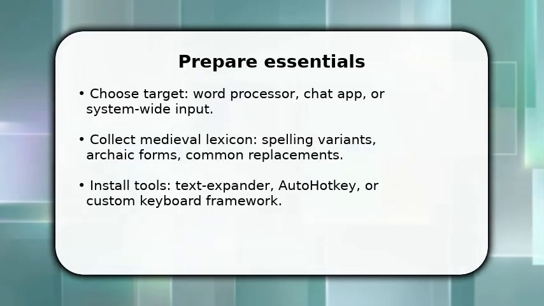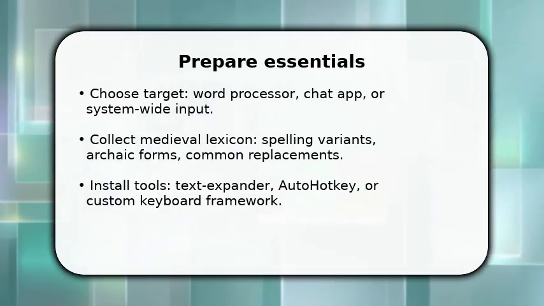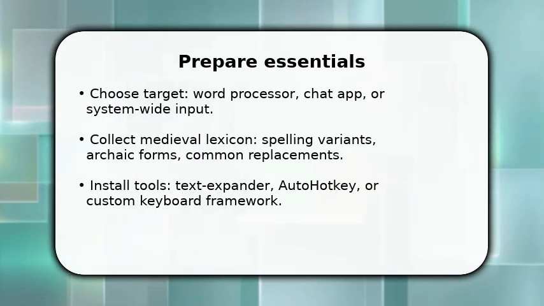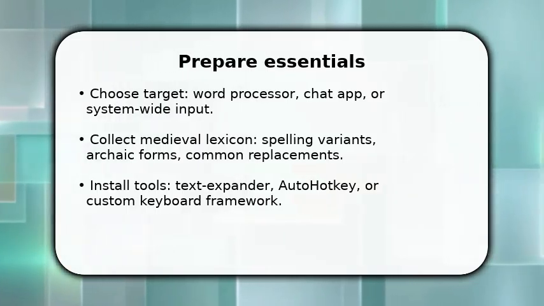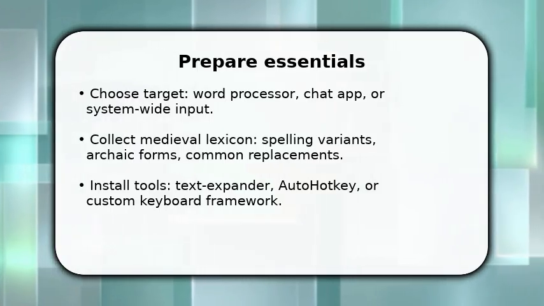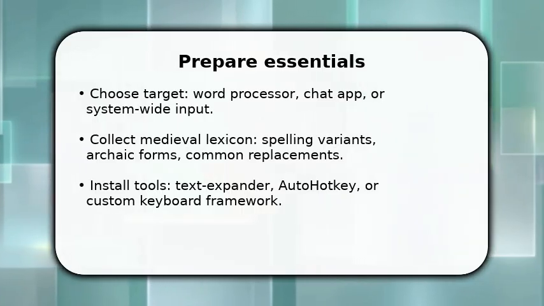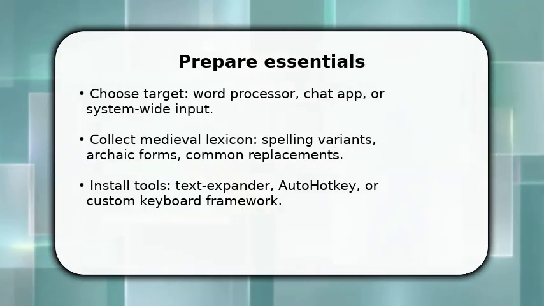You start by defining exactly where the medieval autocorrect will run and why. Once decided, gather a concise lexicon of archaic spellings and replacement rules so you can automate transforms. Install a tool that can map input to replacements: a text expander, AutoHotkey, or a keyboard framework. Choose the one fitting your platform.